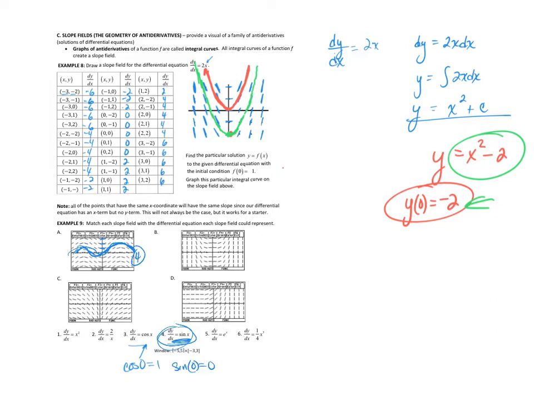So then you look at example B here, you say, okay, this slope field gives us a picture of something that looks like this. Kind of looks like the parabola we just made in that first example above.